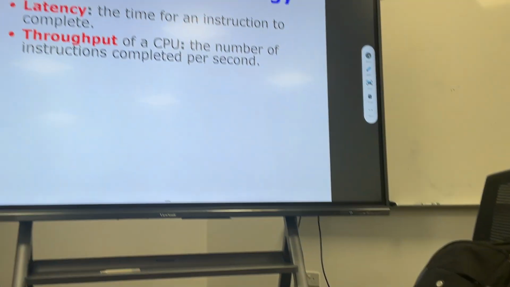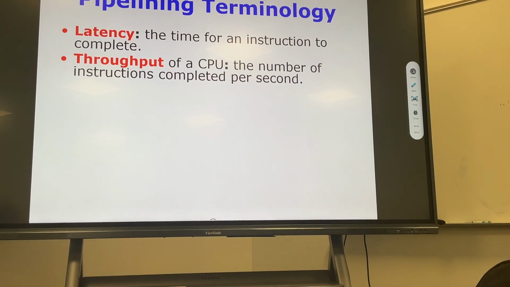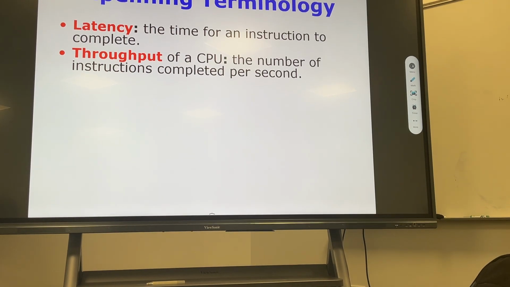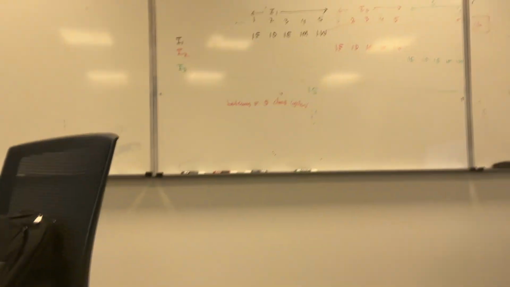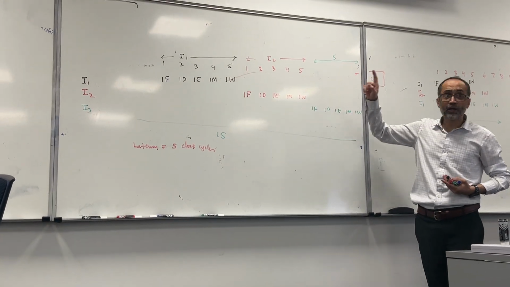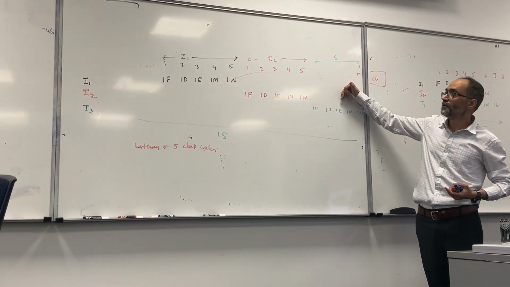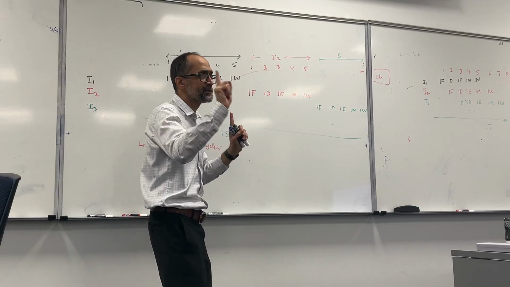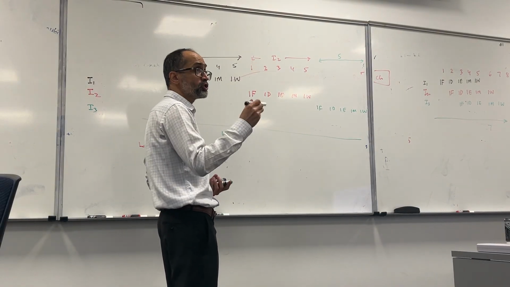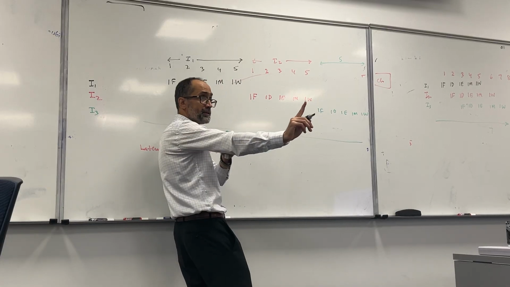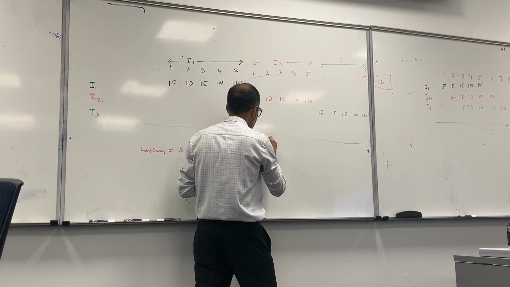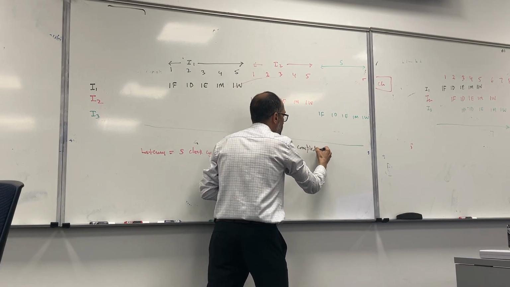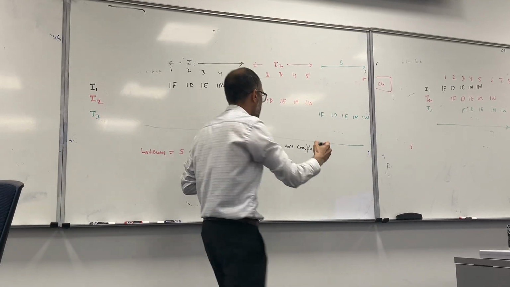Throughput: the number of instructions completed per second, or we can also say how many instructions are completed per cycle. If you look at this example, please, this is a little tricky. Here 3 instructions are completed in how many clock cycles? Total clock cycles: 15 clock cycles.